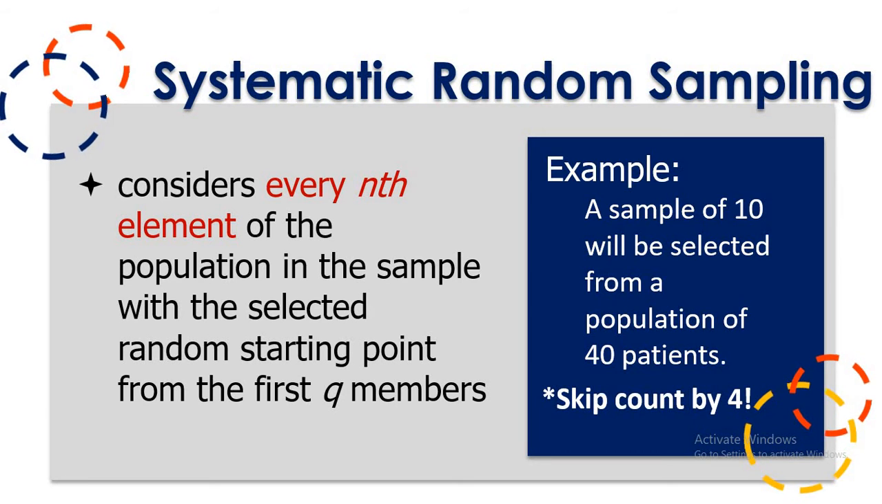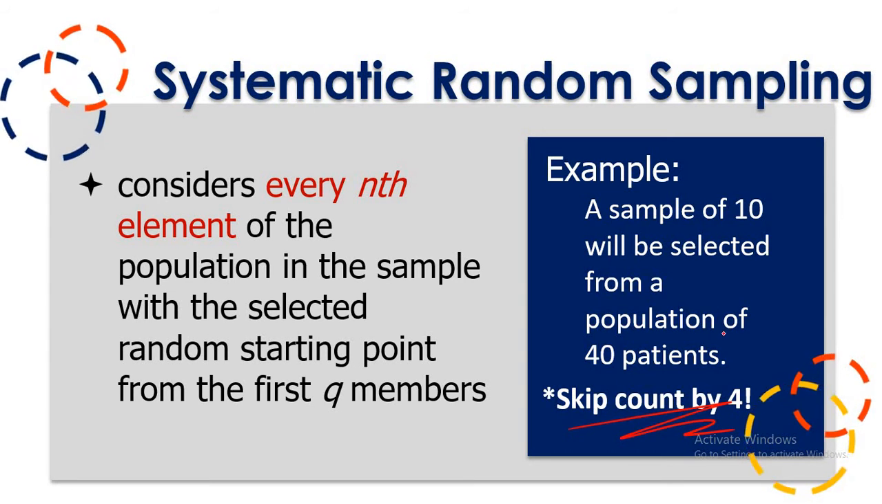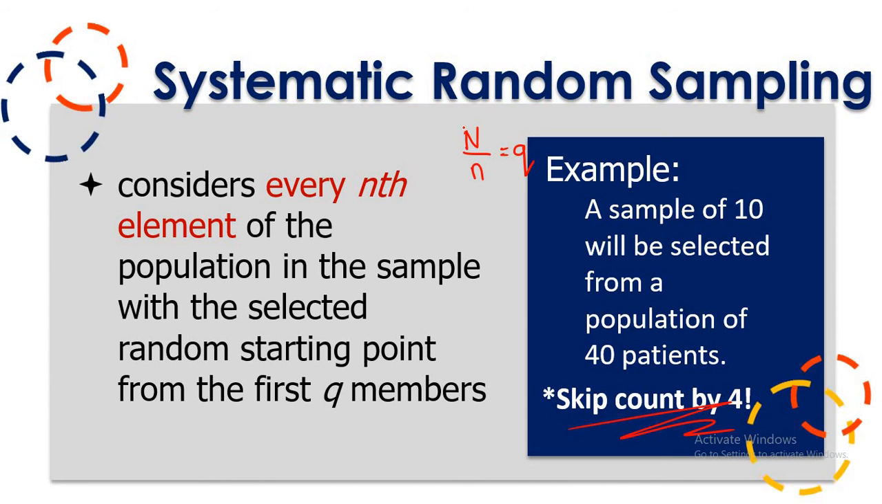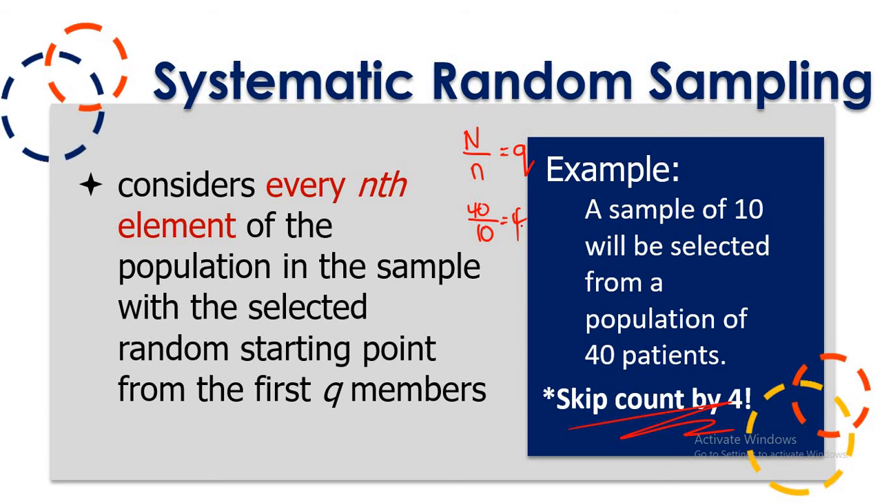So this simply means keep counting by 4. So what will be the process here? How will you know what will be your skip count? Basically the formula is the total over n, and we'll have the quotient. Remember that big N is the population, small n is the sample size. So if we get the quotient, that's 40 over 10, and we have 4. The quotient will be our basis for skip counting, or this is the first Q members.